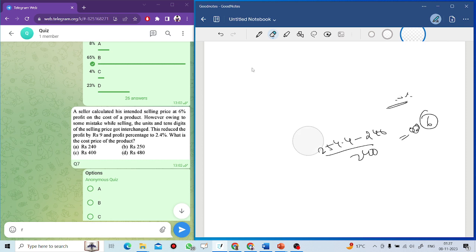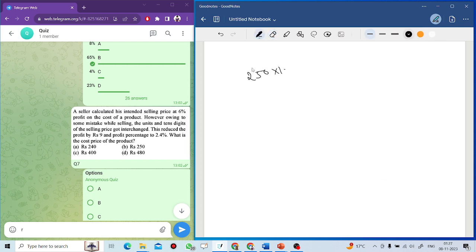Coming to the next option, 250 into 1.06 is basically 265. Now these two digits got interchanged, so it is 256 now. 265 minus 256, so the difference is 9 only. You don't need to check this. Everywhere when the units and tens digits get interchanged, the difference will be 9 only.